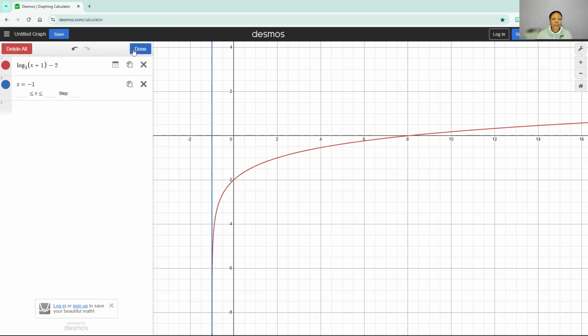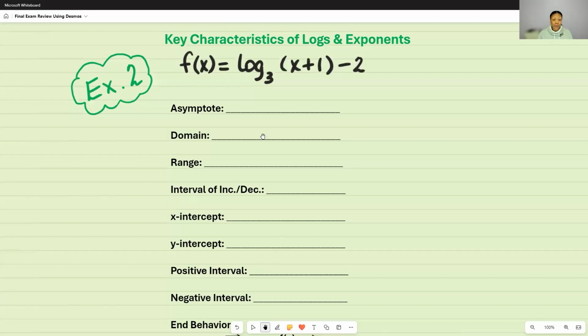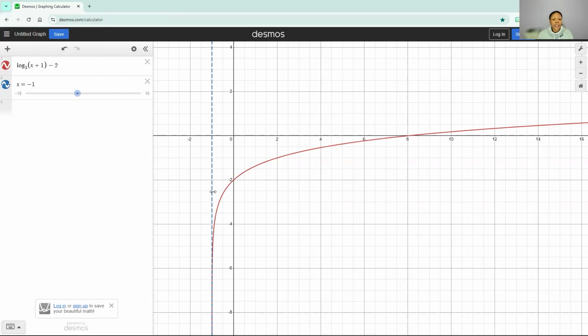So I'm going to just change that so I can see my asymptote. This is going to help me to determine my domain, my range, and other information. So we're going to go ahead and write that our vertical asymptote is going to be x equals -1. And for my domain, I am looking at how far can I stretch this graph to the left and to the right. Well, to the left, I can't go to -infinity because the asymptote is blocking me.